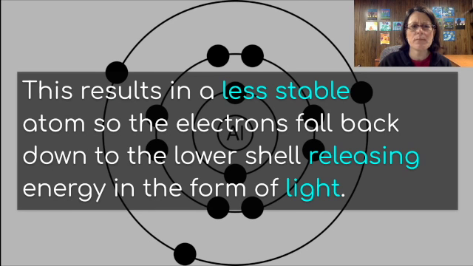Because they jump, this results in a less stable atom, so the electrons fall back down to the lower shell, releasing energy in the form of light. This is why we have fireworks. What you're doing is you are adding energy. When you heat up certain chemicals, certain salts, you're adding energy to them, and when the atoms jump up to a higher level, they then fall down and release energy in the forms of different colors of light.